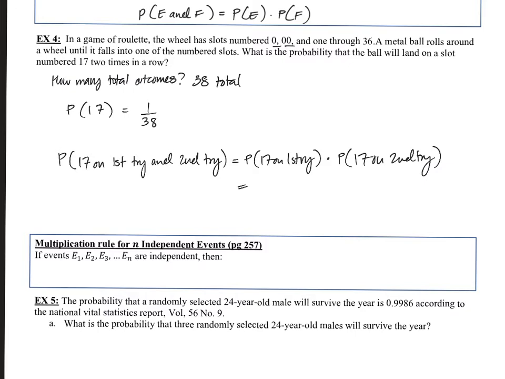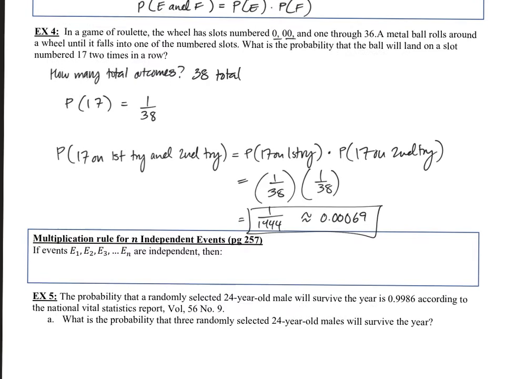Well, what's the probability of getting a 17? 1 out of 38. Multiply that again by 1 out of 38, and we'll end up with 1 out of 1,444, which is approximately 0.00069. So that's the probability of getting a 17 twice in a row. That is a pretty low probability. I would not stake some money on that. Actually, let me go ahead and just box these two.